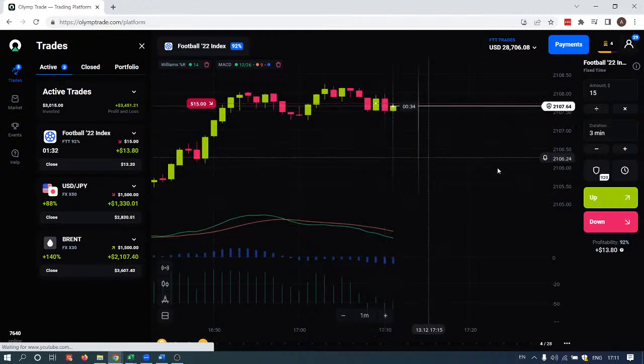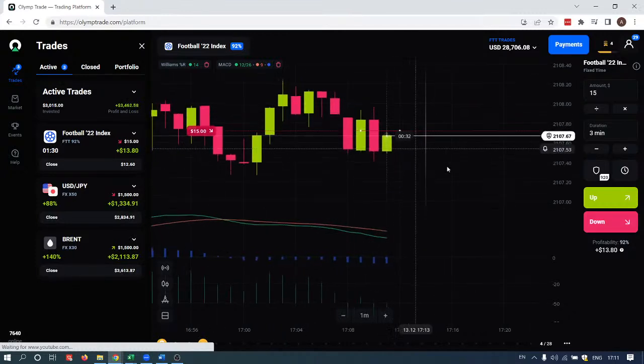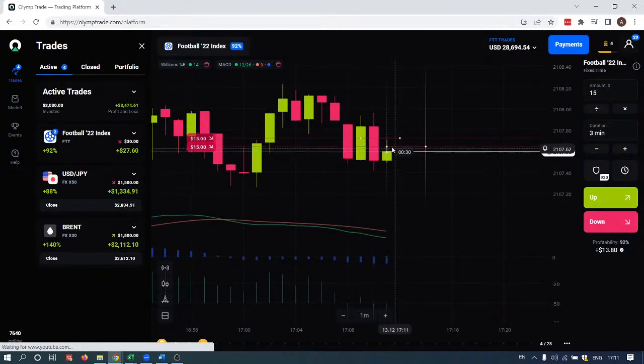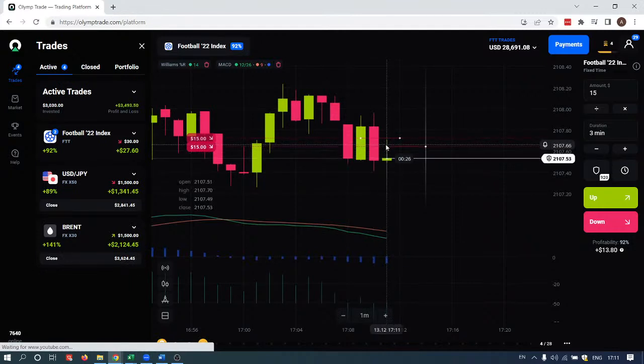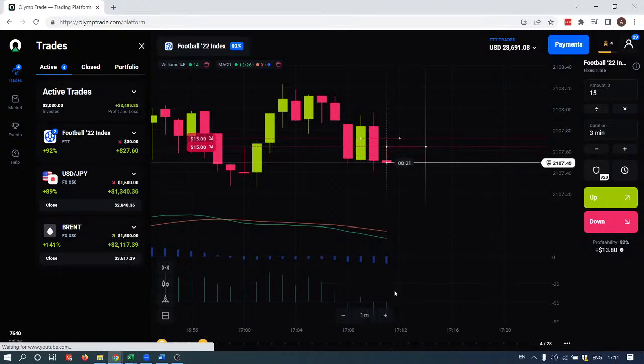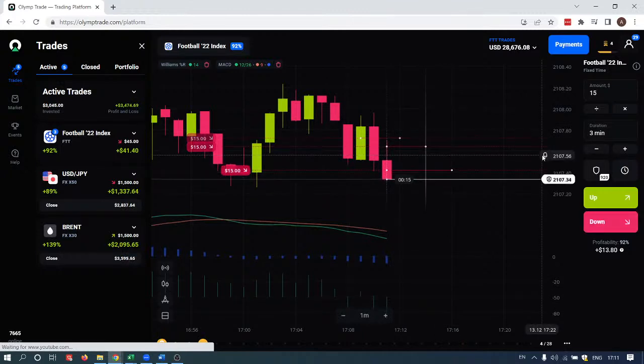And okay, another thing I wanted to demonstrate to you, so you can see this: as long as these conditions, as long as these signals are still there, we can open multiple trades in the downwards direction. So we can open even another one. Like I said, this is a trending strategy.